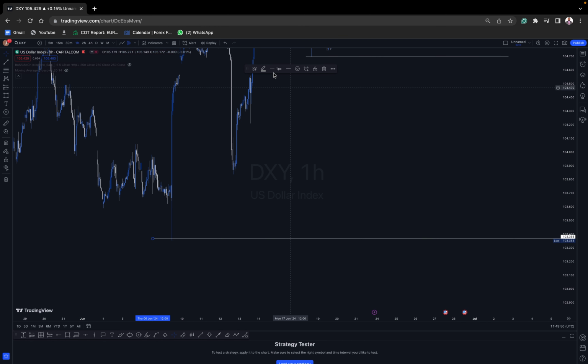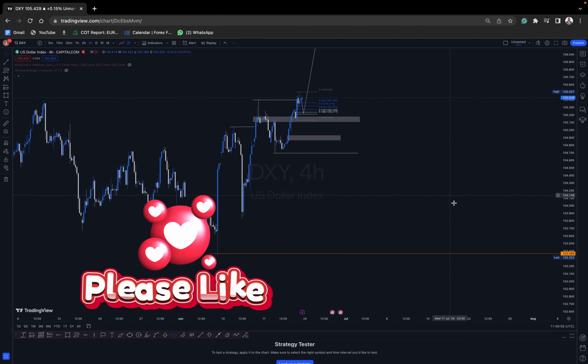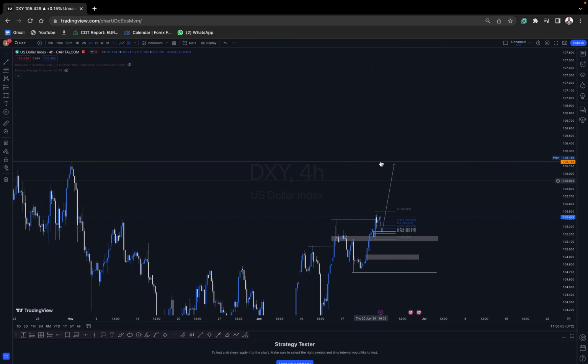So let me also put this orange. Good. So this is our point. If we go back to our 4-hour time frame, this is what we have, as simple as that. So we are looking at this until this zone is taken out, then I'm bearish. If not, I'm still bullish. So this is our target on the XAU.